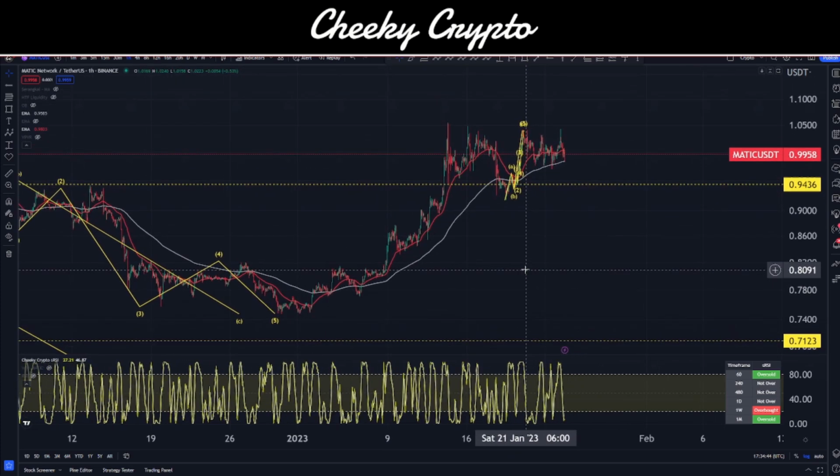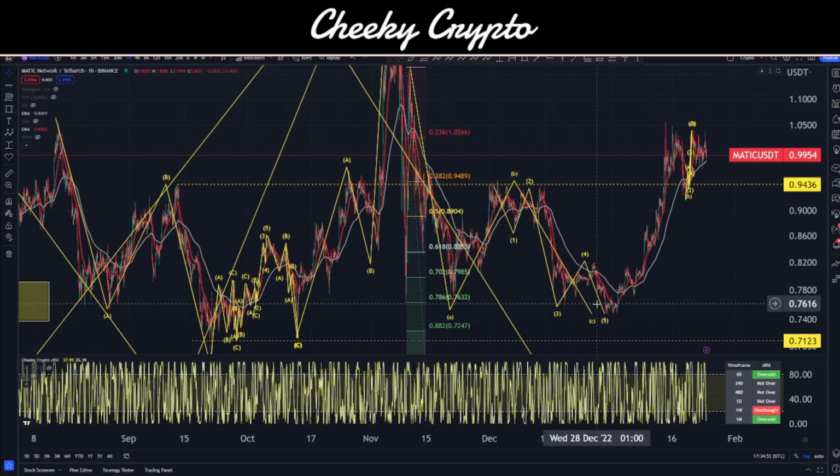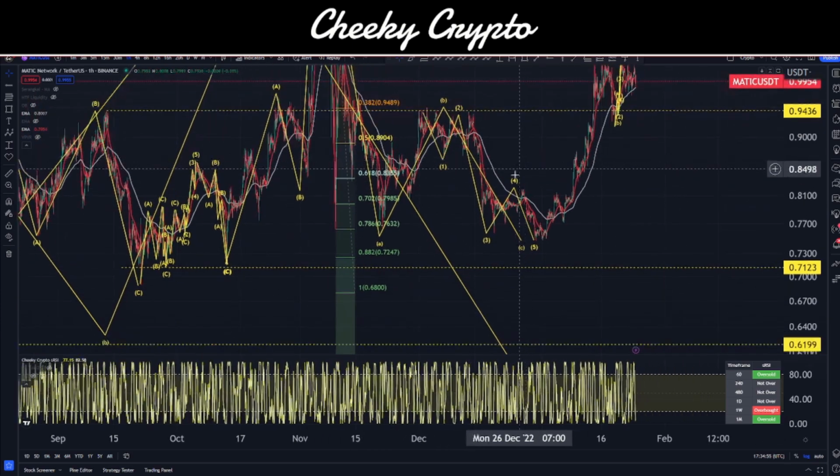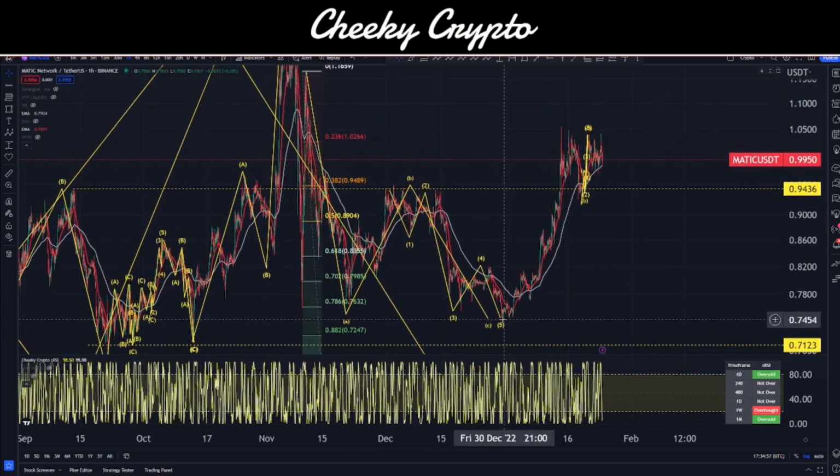Let's go right into this though. So Matic here paired up with USDT on the hourly chart, and Binance is the data source. And we can actually just reflect on an interesting structural move to the downside here. We have this corrective structure finishing off down here within a 5-wave move, and we can see that this bottomed out right down here around the 74 cent or so.